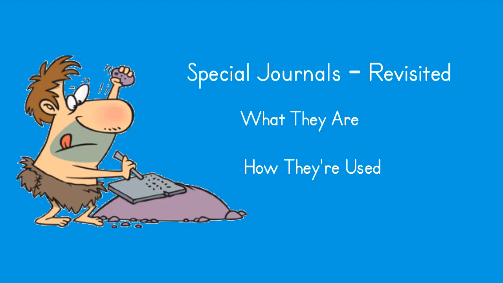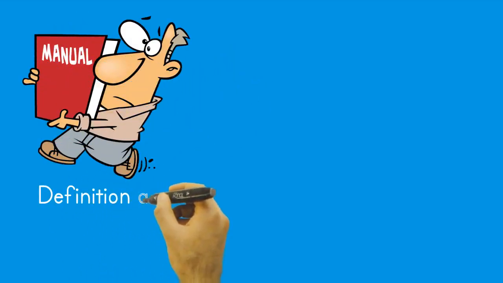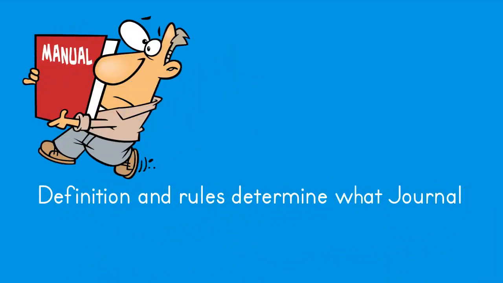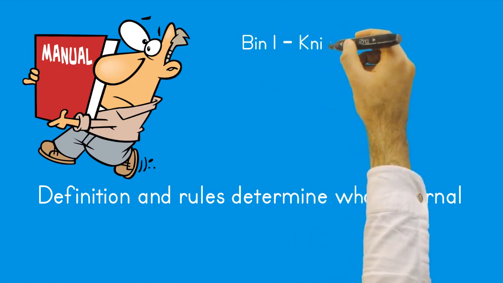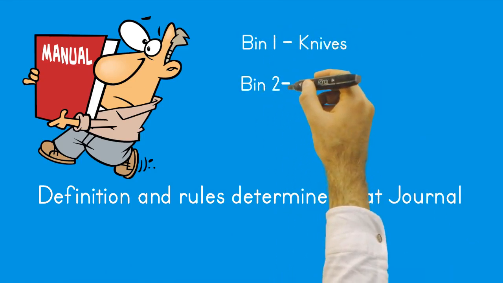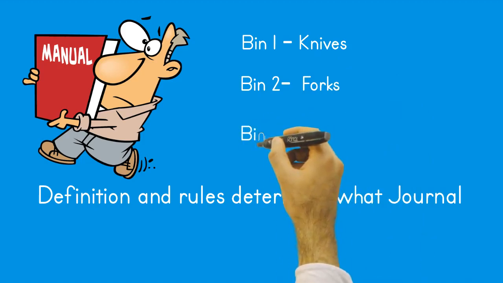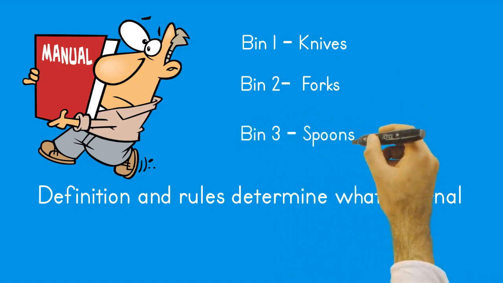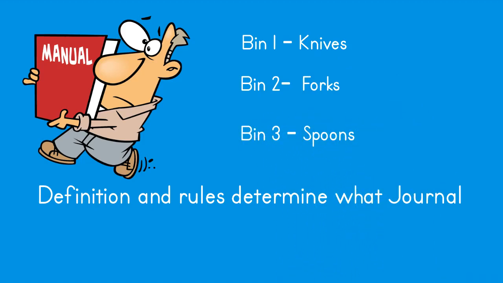How do I know which special journal to use? It's easy. The definition of the special journal tells you exactly what type of transaction should be recorded in what journal. Let's use an easy illustration that we are all familiar with, a kitchen drawer, to make my point clear. In the drawer is one of those fancy plastic dividers that is used to store your eating utensils. Your rules and definitions for storing your eating utensils are: bin 1 knives, bin 2 forks, bin 3 spoons.